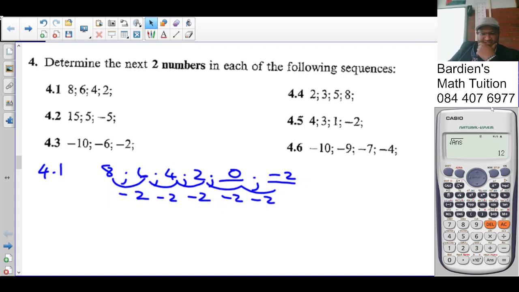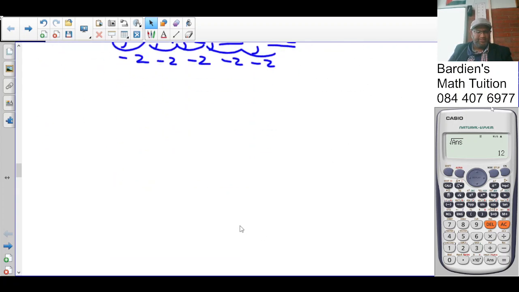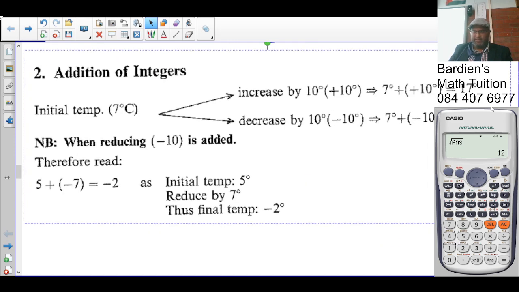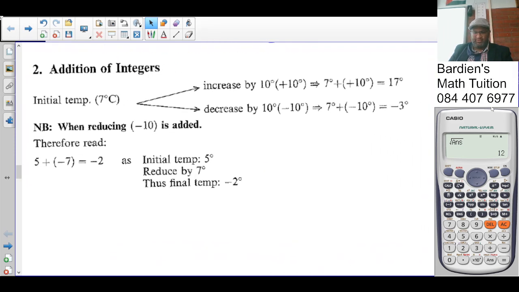Don't worry about number 5, that we do later on. So now we're looking at addition of integers. You can write this note down. And this is on page 42.